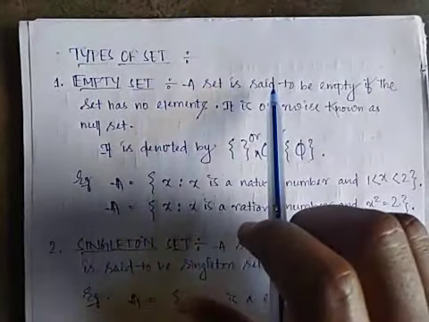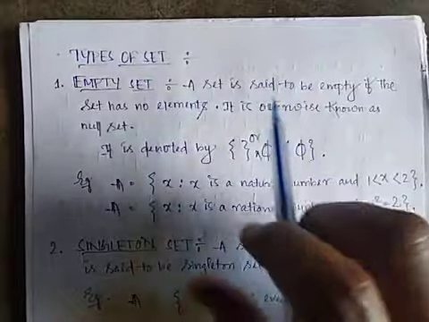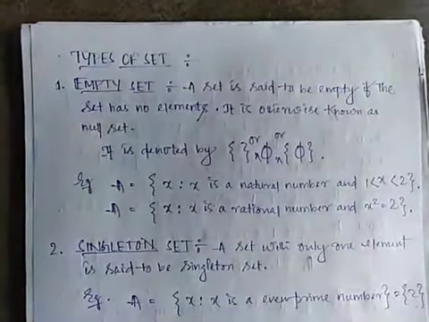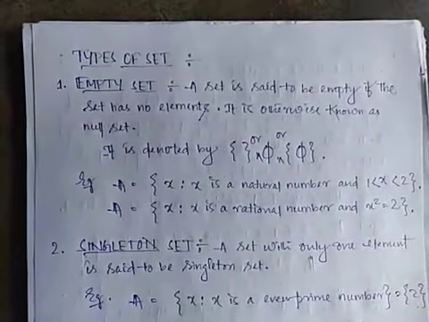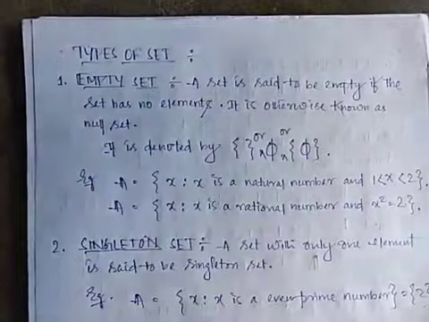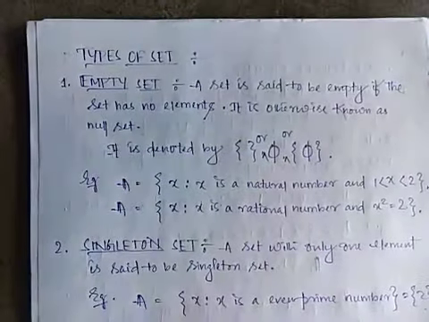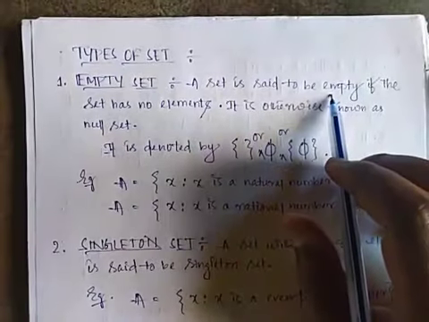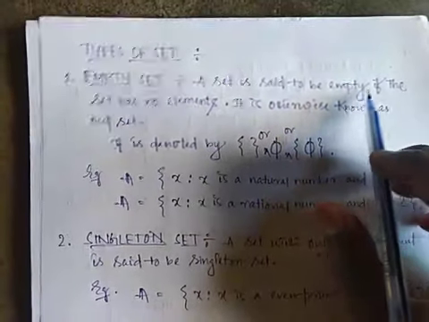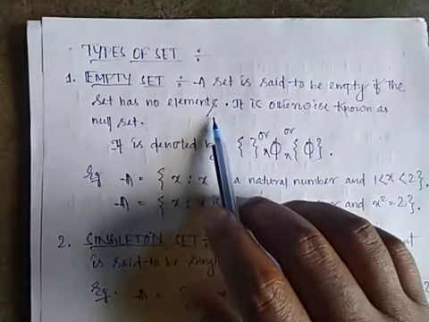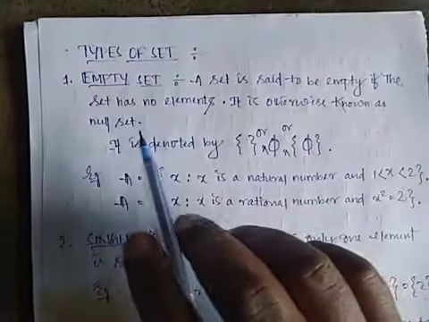So if a set has no elements, that is there in this set the number of elements is 0. The number of elements is 0. I am not saying 0 is the element of that set. The number of elements is 0, then that set is said to be empty set. That's why यहाँ पर definition जो है, a set is said to be empty if the set has no elements. अगर elements कुछ भी नहीं रहेंगे, then that is called as empty set.